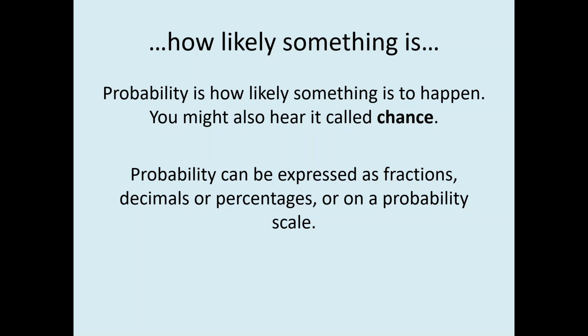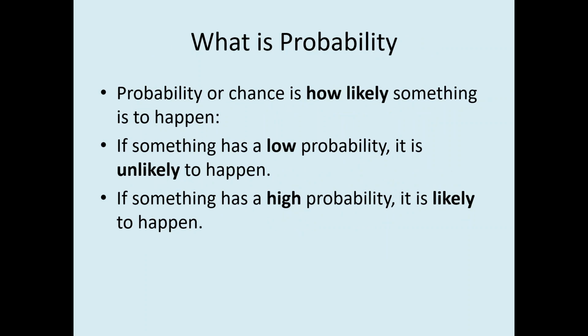Now, how likely is something? Probability is how likely something is to happen. You might also hear it called chance. Probability can be expressed as fractions, decimals, or percentages, or on a probability scale. Now, what is probability? Probability or chance is how likely something is to happen. If something has a low probability, it is unlikely to happen. If something has a high probability, it is likely to happen.